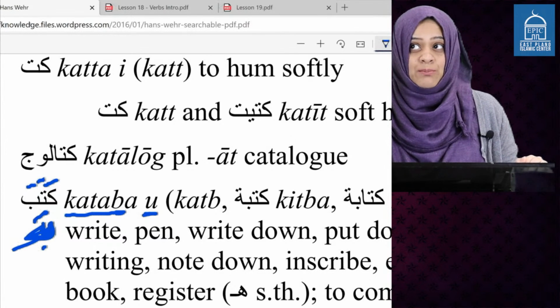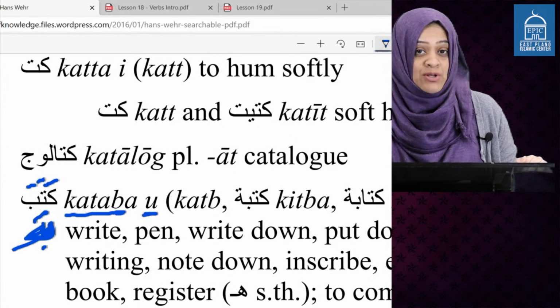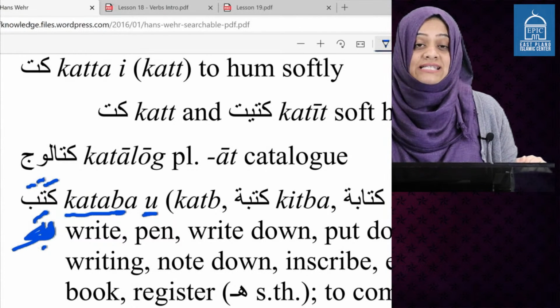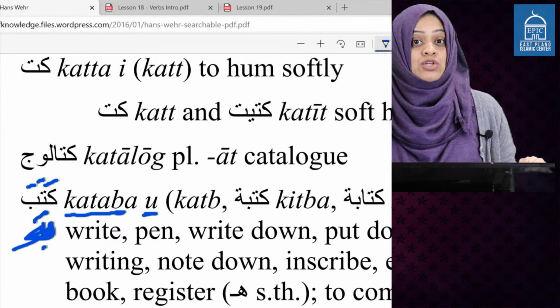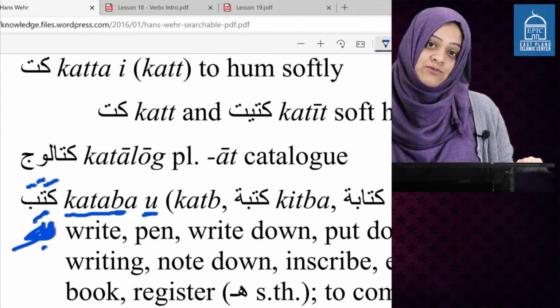So if it is A, you're going to put a fatha on the second root letter. Remember, it's the second root letter, nothing else, okay? It's a second root letter. If it's an I, you're going to put a kasra on the second root letter. And if it's a U, you're going to put a dhamma on the second root letter, okay?